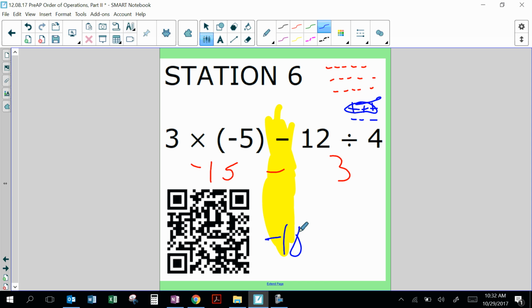But what if you don't like drawing integer subtraction? Then you could do something called turn the subtraction to adding the opposite. Negative 15 plus negative 3 is negative 18.